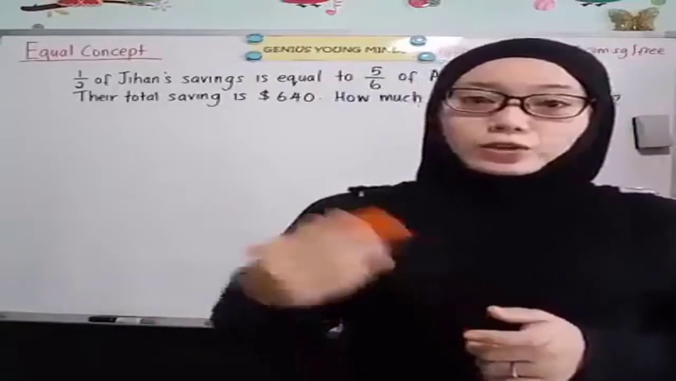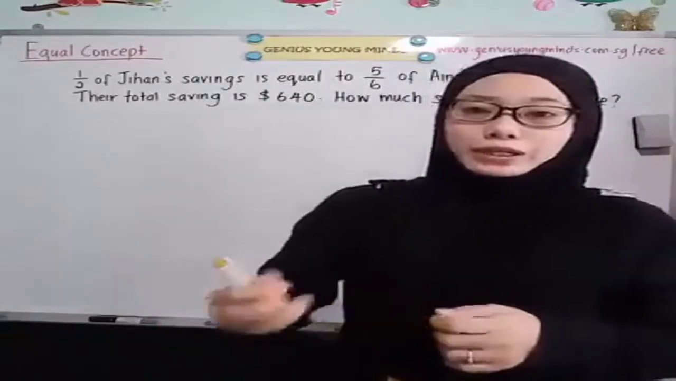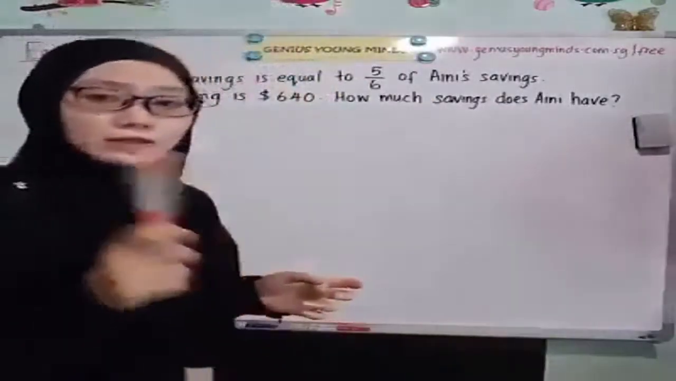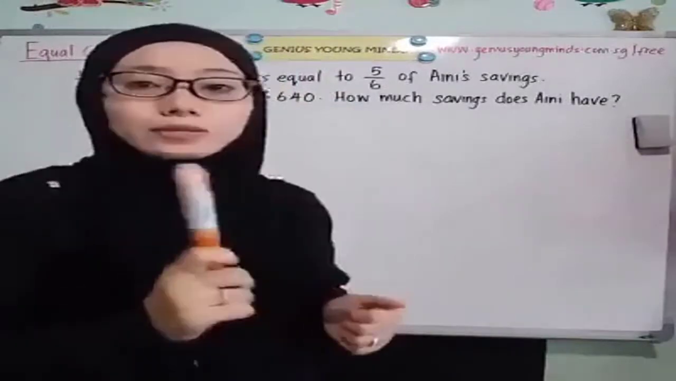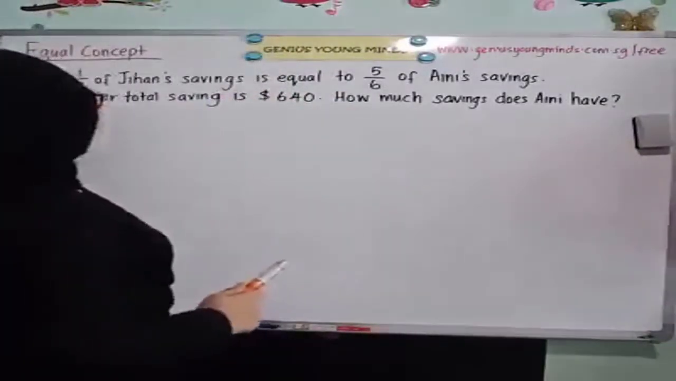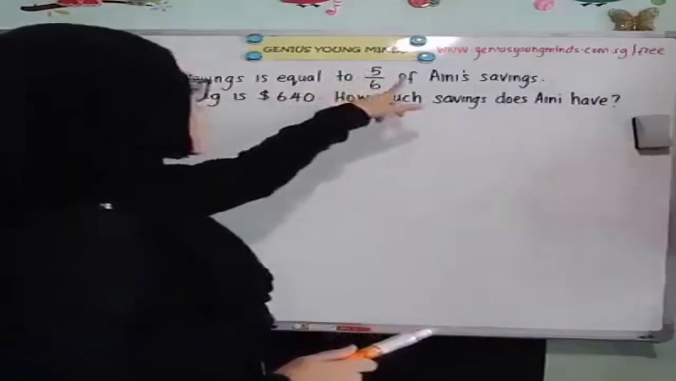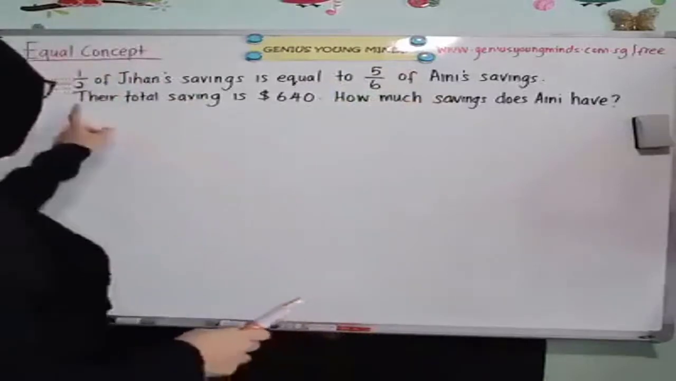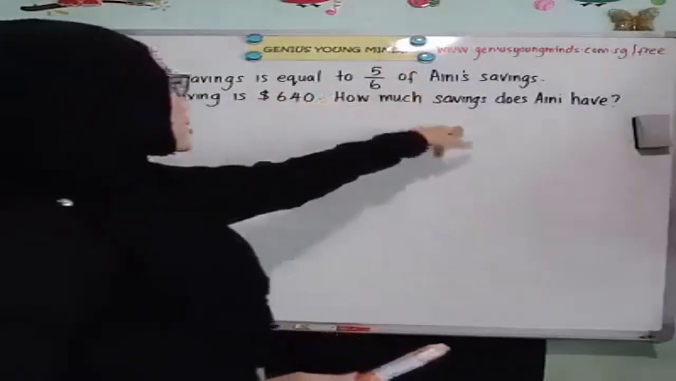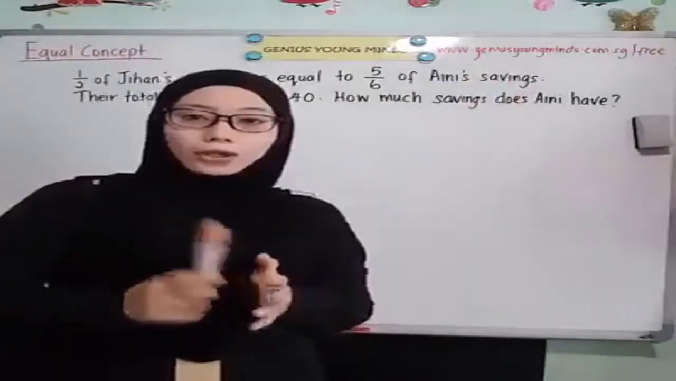Yes, parents? Those of you who are online with me, get a piece of paper and a pen, and we're going to do this question together. First things first, before we start any problem sum, we need to read it once through. Half of Jihan's saving is equal to 5/6 of Aini's saving. Their total saving is $640. How much saving does Aini have? Very simple question, but how are we going to solve it?